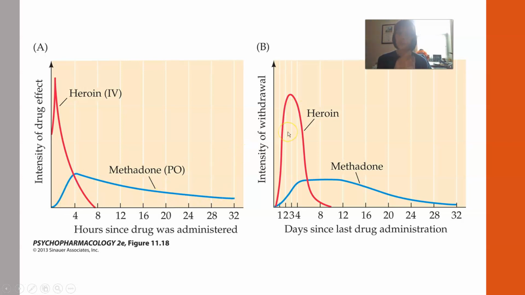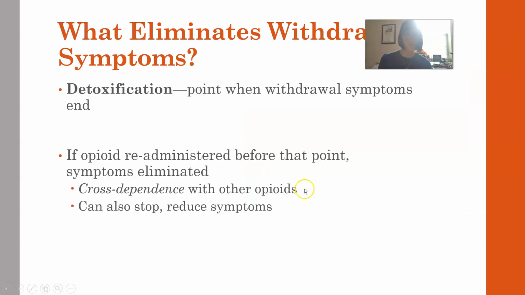So when we look at the withdrawal effects for something like heroin, the withdrawal effects are short-lived, but they're pretty severe. They take place over a period of several days. On the other hand, the withdrawal effects that are associated with methadone take longer, but they tend to be a lot less severe as a result.